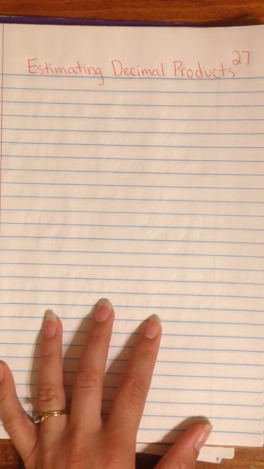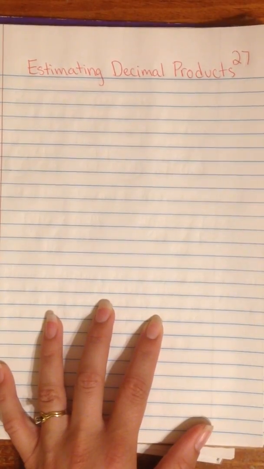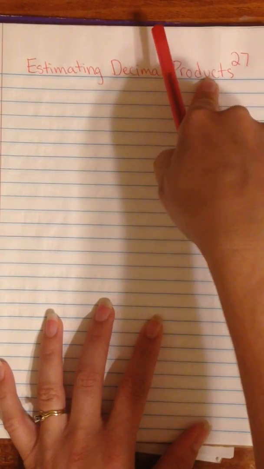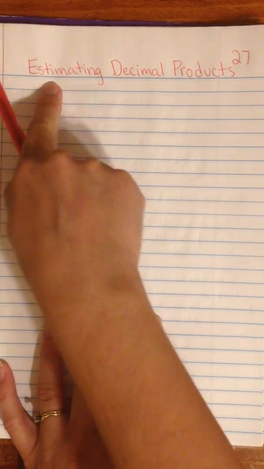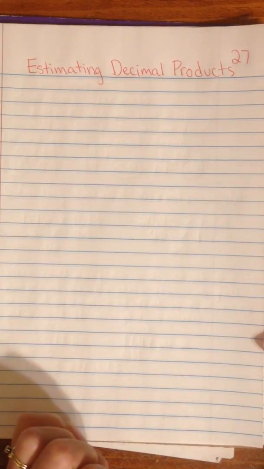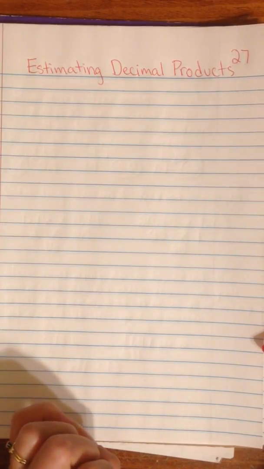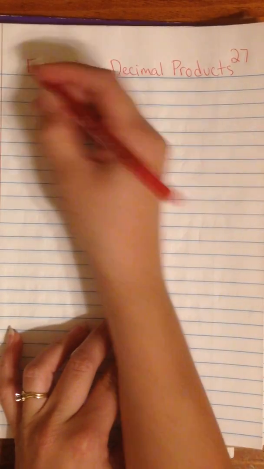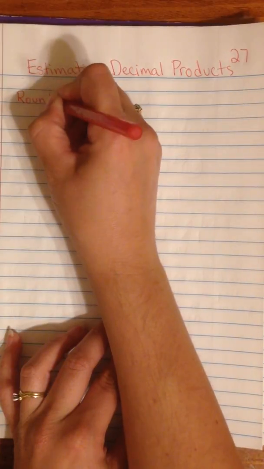Okay, estimating means to get a close guess. Products is multiplication. So today we're going to be talking about multiplying decimals, but we want to get a close guess. It's where we want to be able to do stuff easier in our heads. Now when we are dealing with decimals, you need to be able to round to specific place values. So we're going to focus on that first. Skip one line. I want you to write rounding decimals. That's what we're going to talk about here.